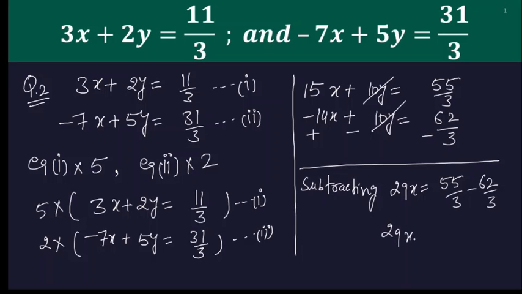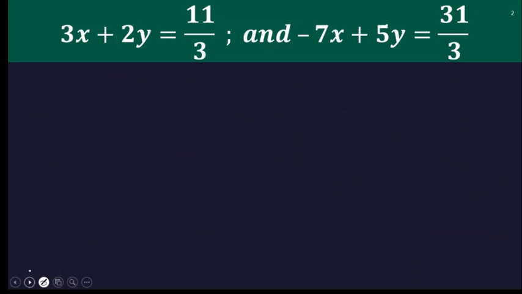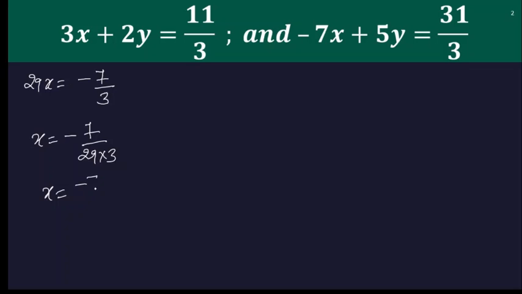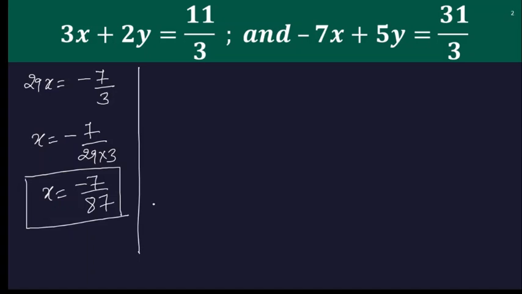So 29x is equal to, 3 is the LCM, 55 minus 62. I hope you understood what would come. It would be 29x equal to minus 7 upon 3. x is equal to minus 7 upon 29 into 3. So x would be minus 7 upon 87. This is our first answer, that means the first value.